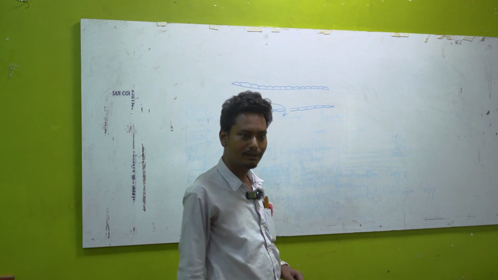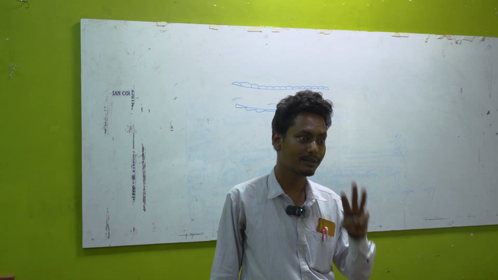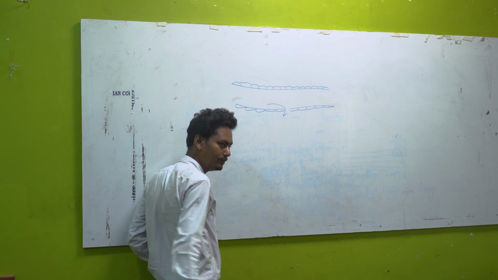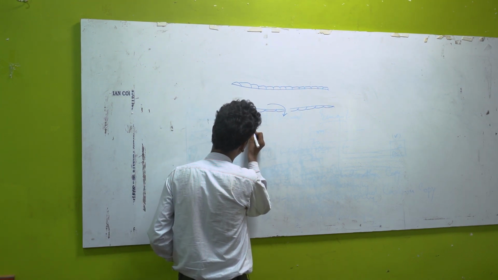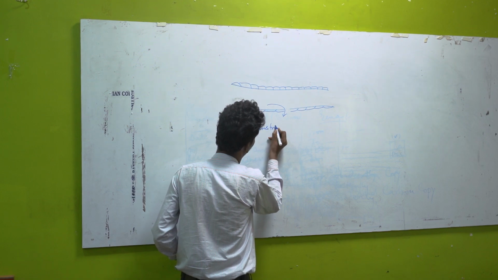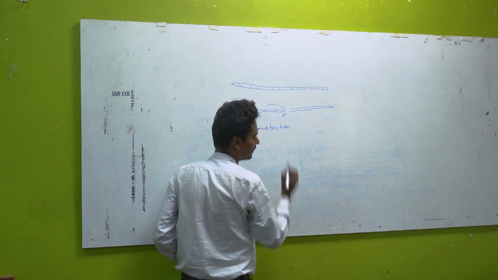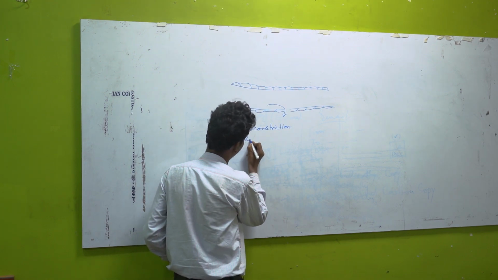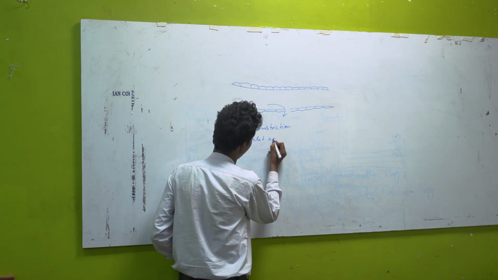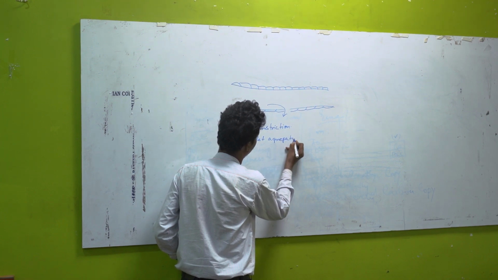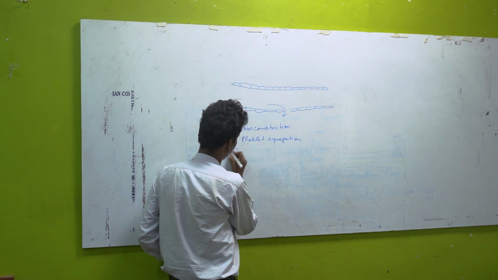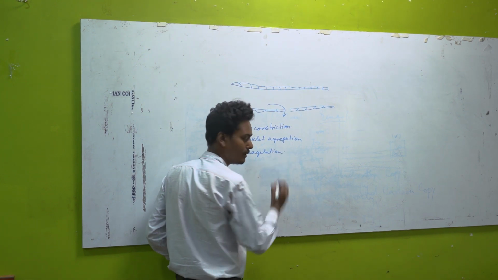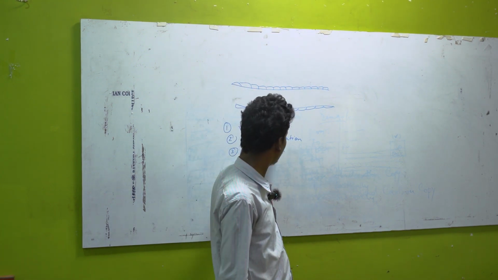To minimize the bleeding, platelets act in three ways. One of them is vasoconstriction. Secondly, platelet aggregation. And finally, coagulation of blood. Coagulation is the final process to seal the cut end.